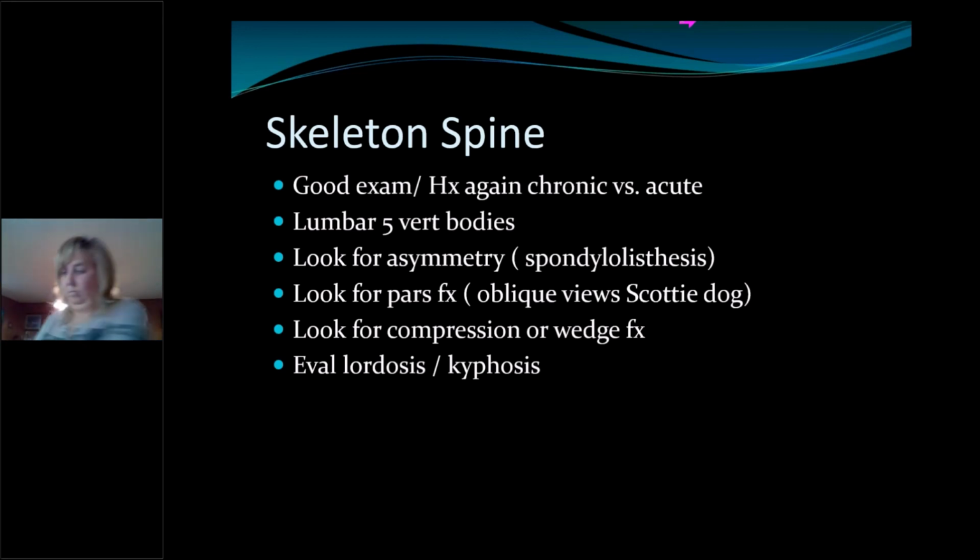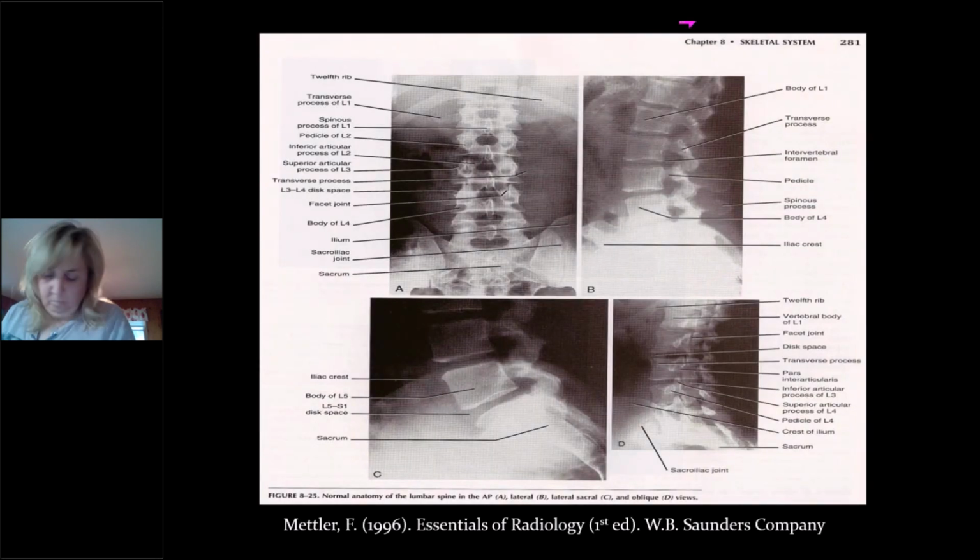We look for things called pars interarticularis fractures. This is another case where the oblique views can be helpful, looking for what some of you may be familiar with, the Scotty dog picture, looking to see if the Scotty dog has a broken neck or not. Also, obviously look for compression fractures and or degenerative changes. So this is diagrammed out for your own review. It's pretty basic anatomy.